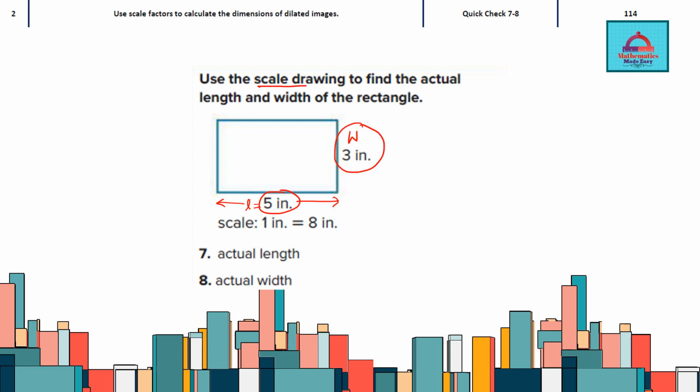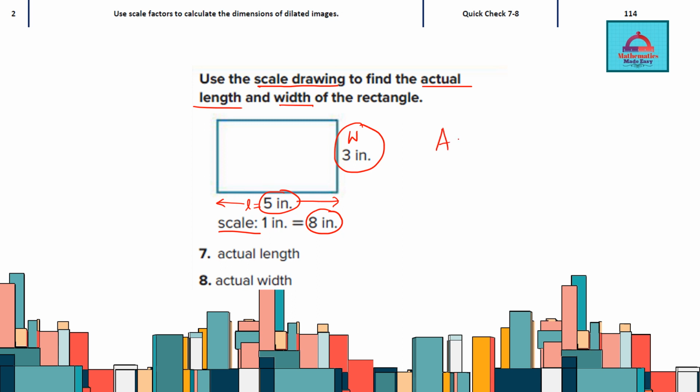Now you have to use scale drawing, your knowledge of scale factors, to find the actual length and width. This is not the actual length and width, 5 and 3. Why? Because you are using a scale here. 1 inch denotes 8 inches. So actually this length is more than 5, and this width is more than 3.